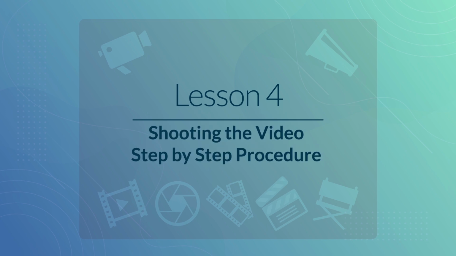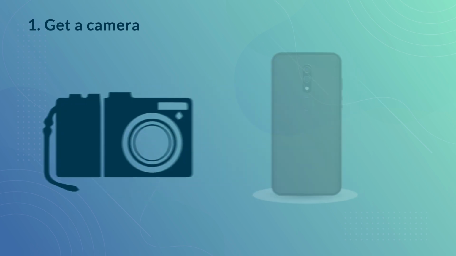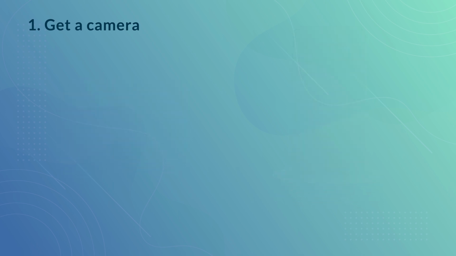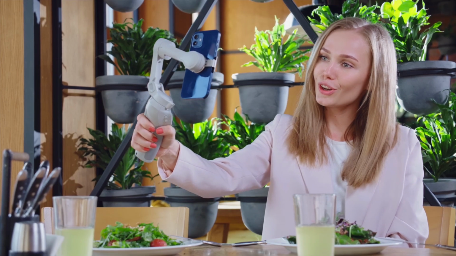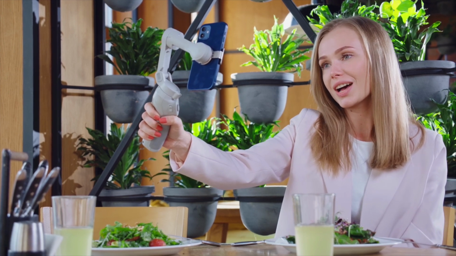Lesson 4. Shooting the video. Step-by-step procedure. 1. Get a camera. You may want to invest in a high-quality camera to make a professional-looking project, or you may want to use whatever is available, such as your smartphone. 2. Find the best angles. Whether you're filming a one-on-one interview or a piece to camera, arrive at your location early and explore the area for the best perspectives for your video.